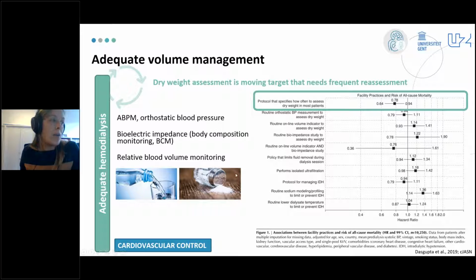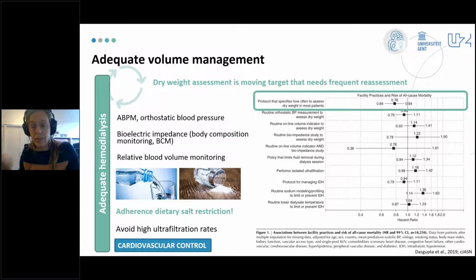So I would really stress that it's important to have a strategy in your dialysis unit that specifies how you're going to assess your dry weight. And in that team, you need your dietitian on board to really have your patient adhering to the dietary salt restriction, because that's going to result in lower interdialytic weight gain and lower UF goals, so that we don't have these IDH events.